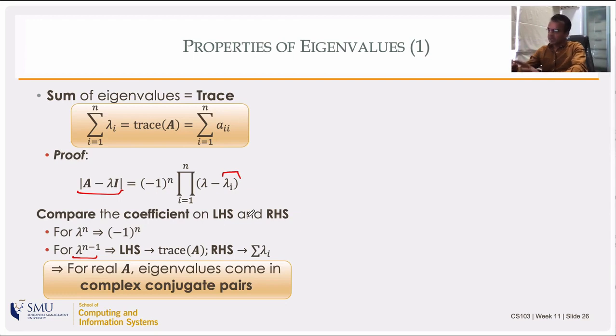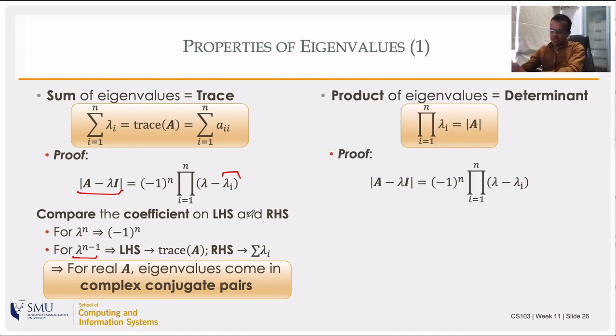Now that statement has a corollary that states that for a real matrix A, the trace is always real because all elements are real. That means if you have complex eigenvalues, they have to appear in complex conjugate pairs so that the imaginary parts cancel off. That is one property, quite important and quite interesting. The second property is also interesting, but easier to prove. The product of the eigenvalues is the determinant of the matrix.